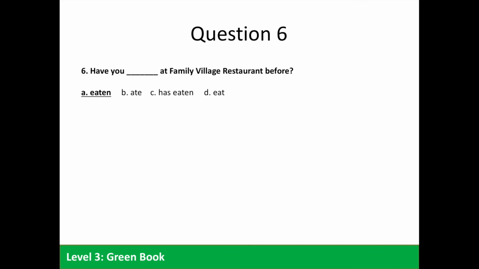Question 6. Have you blank at Family Village restaurant before? Again, we're asking about something you may or may not have done in the past, so we can use the present perfect. A, eaten is the correct answer.